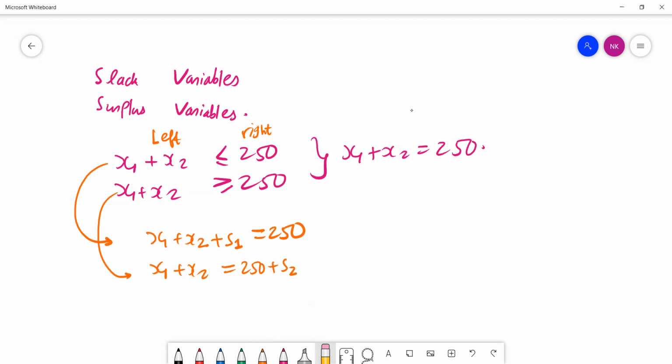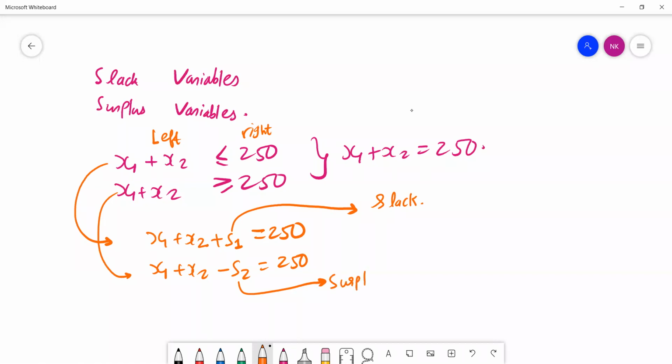Now, if I iterate it, I can write the same as x1 plus x2 plus s1 equal to 250. In this particular case, this is the variable that is being added on the left side, so it is called the slack variable. This is a variable which has been subtracted, so you are removing some part. So it is called the surplus variable. This is what we have already seen with its examples, and we have also understood what we actually mean by these things.